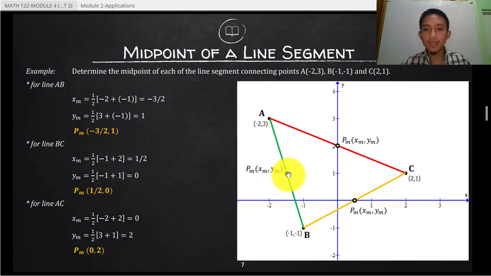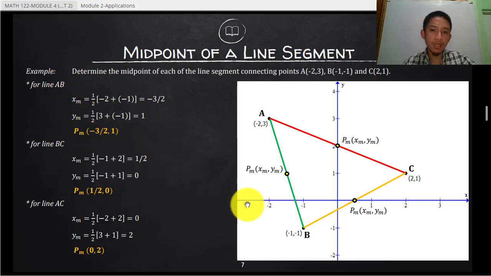How about the y coordinate? 3 plus -1, if you add that, you will end up with +2. They will subtract. That's how important it is to consider the signs. So 3 plus -1 gives +2, but multiply that by 1/2 or divide it by 2, and you will end up with 1. That is 2 over 2, or +1. So your coordinate now is -3/2, or -1.5, and 1. The x coordinate is -3/2 and y is 1. So that is our midpoint for line AB.